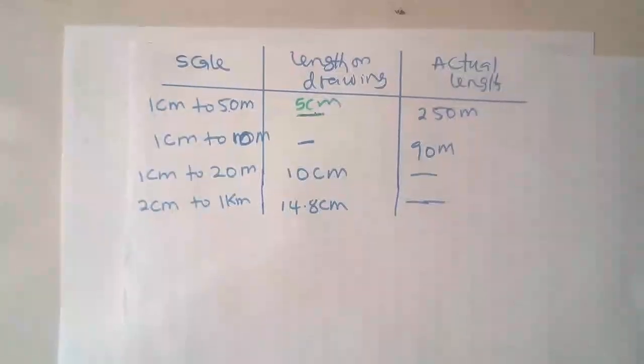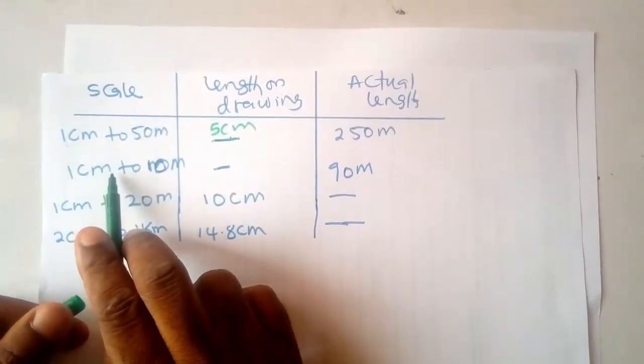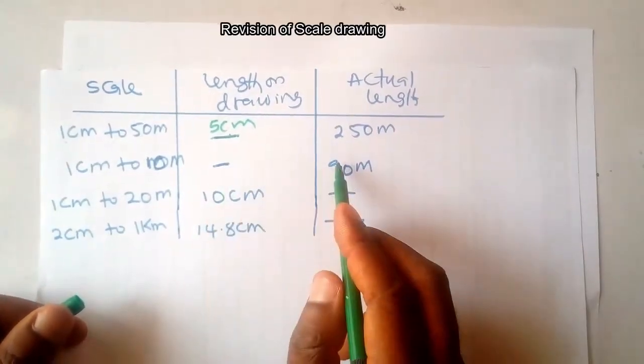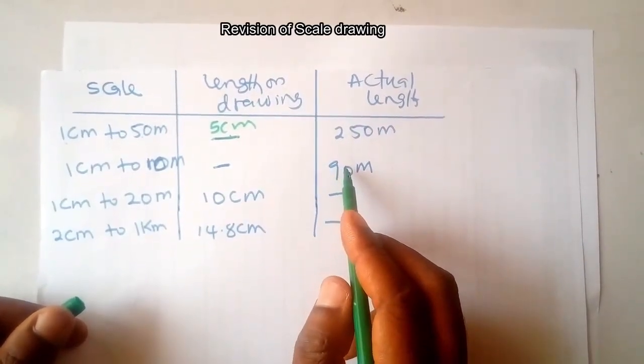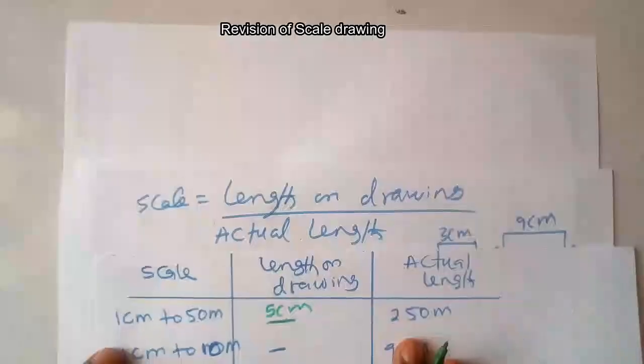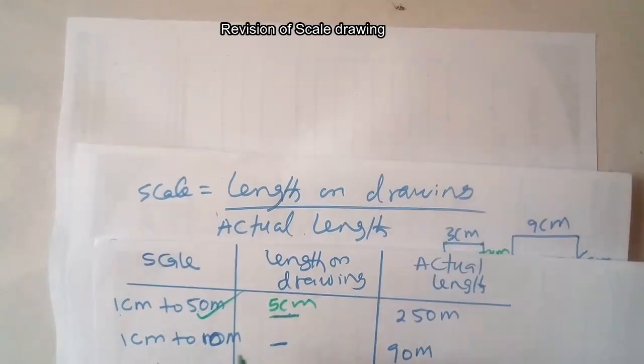Okay, I believe you have written the formula somewhere. Then we are to the scale here: 1 centimeter to represent 10 meters, right? What is the length on drawing if the actual length is 90 meter? Okay, scale, length on drawing over actual length. We have done this, right? Now we're looking at it.